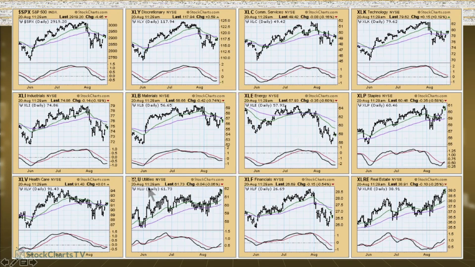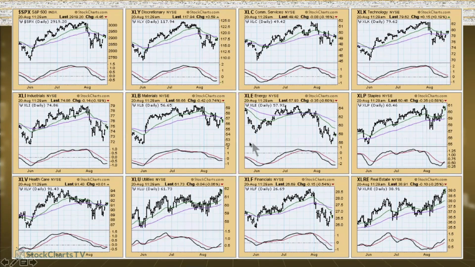Utilities, again another defensive sector, the 20 is well above the 50-day EMA. So three of the sectors where we're seeing some really good margin between the 20 and 50 to the upside are utilities, real estate, and staples. And those are your defensive sectors.